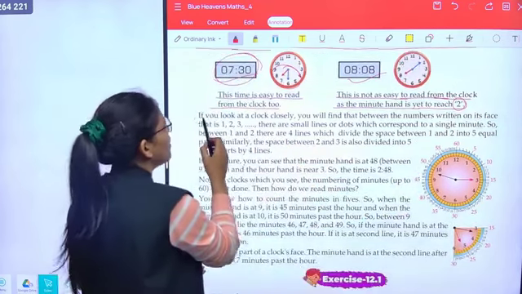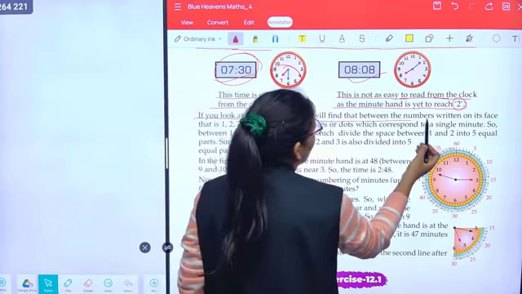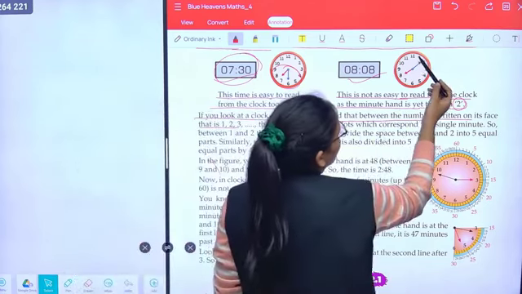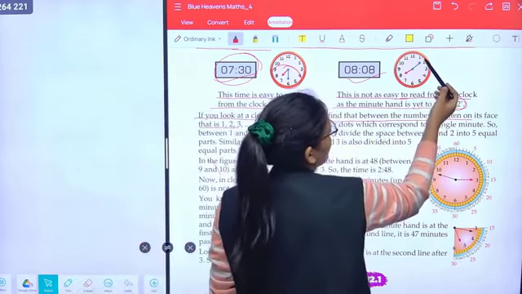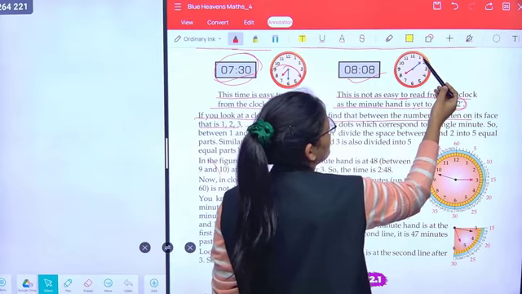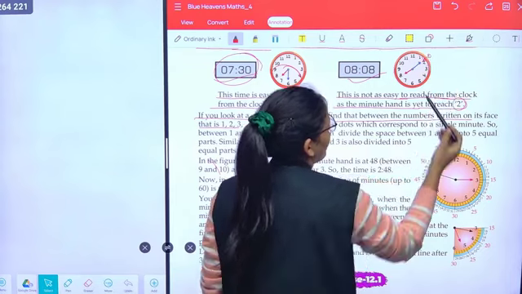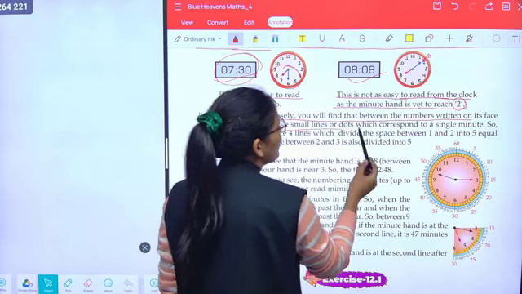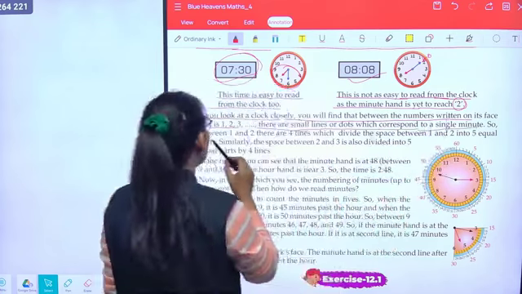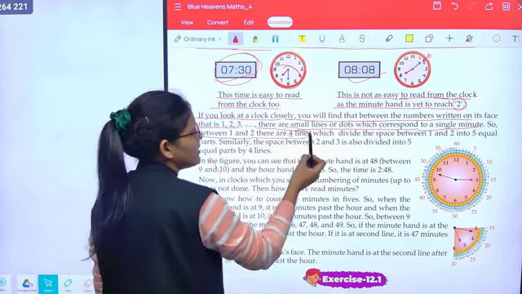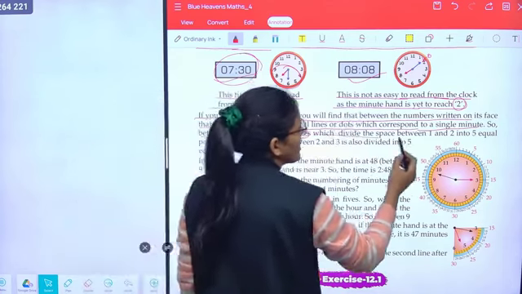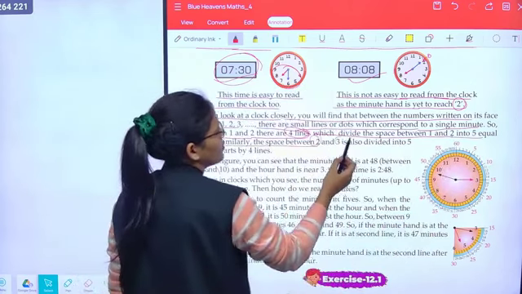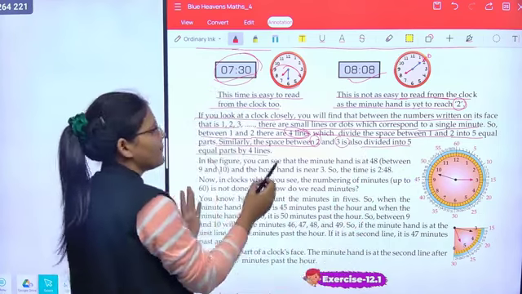If you look at a clock closely, you will find that between the numbers written on its face, that is 1, 2, 3, 5, 6, 7, 8, there are small lines or dots which correspond to a single minute. Between 1 and 2 there are 4 lines which divide the space between 1 and 2 into 5 equal parts. Similarly, the space between 2 and 3 is also divided into 5 equal parts by 4 lines.